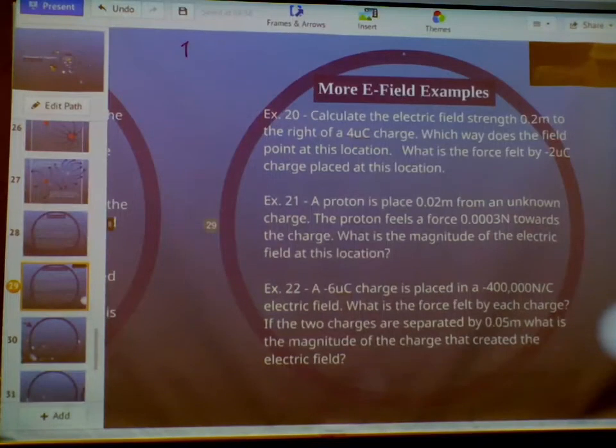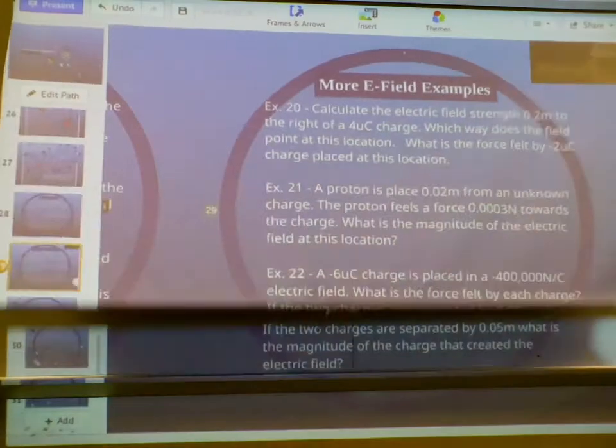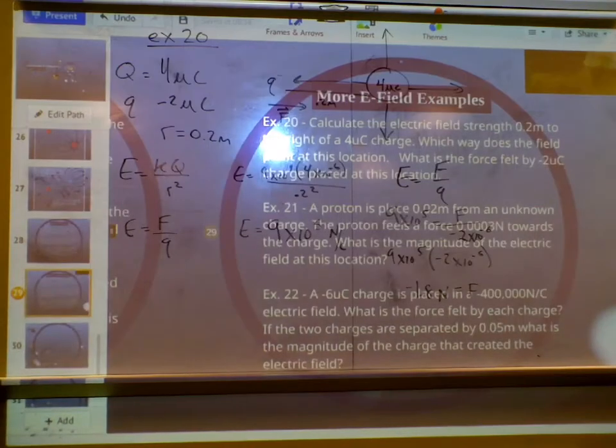Ready to get done. Example 21. We have a proton that is placed 0.02 meters from an unknown charge. The proton feels a force of 0.0003 newtons towards the charge. What is the magnitude of the electric field at this location?